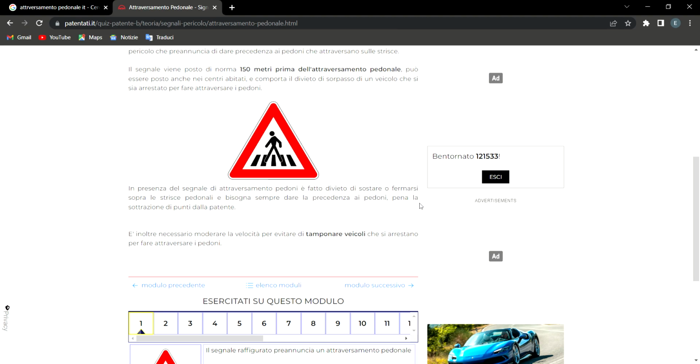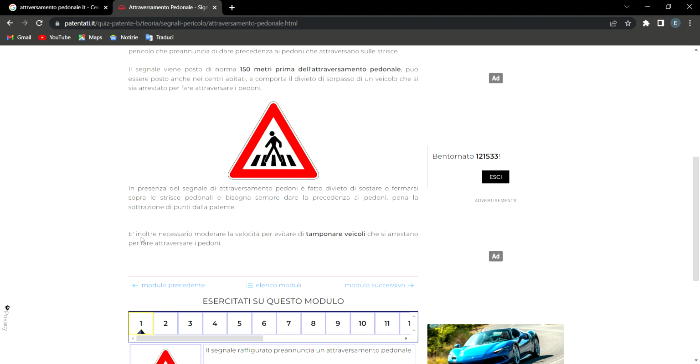It says pena la sottrazione di punti della patente. In a situation whereby you find someone crossing on this road and you did not give way to the leg that is crossing, it may affect your patente, or your driving license. In other words, there will be some subtractions of points in your driving license.